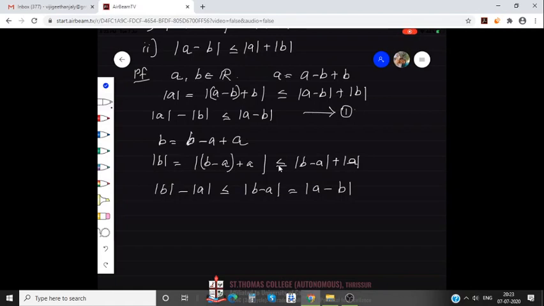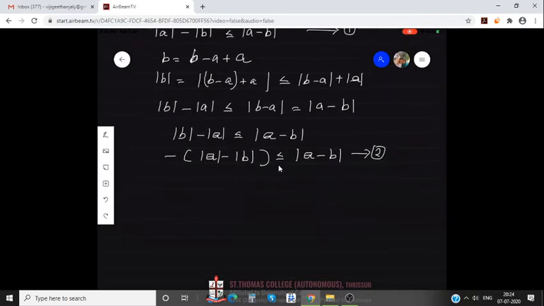Okay, so here we have the absolute value of B minus the absolute value of A is less than or equal to the absolute value of A minus B. This I can write as minus of the absolute value of A minus the absolute value of B is less than or equal to the absolute value of A minus B. I will consider this as 2.